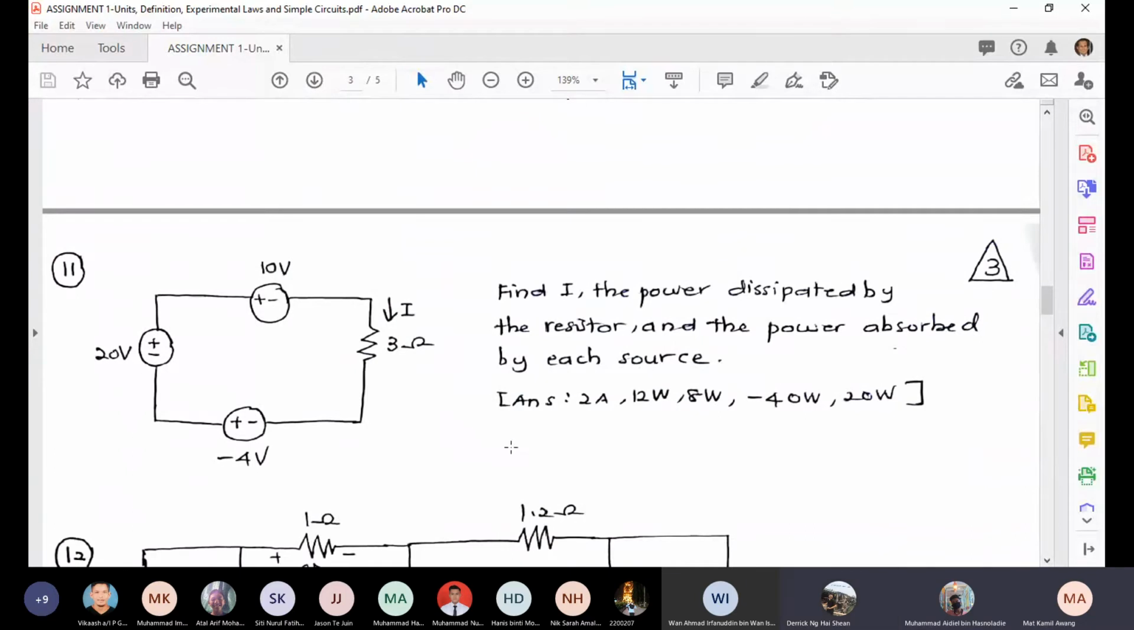Number 11. Find I, the power dissipated by the resistor and the power absorbed by each source. The power. Okay. So this is the given circuit. So how do you find the I? I equal to IR, so I equal to V over R. What is the total voltage in that circuit?